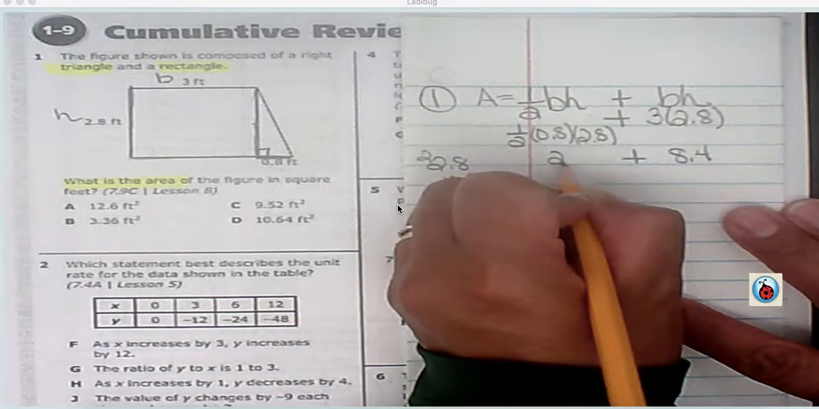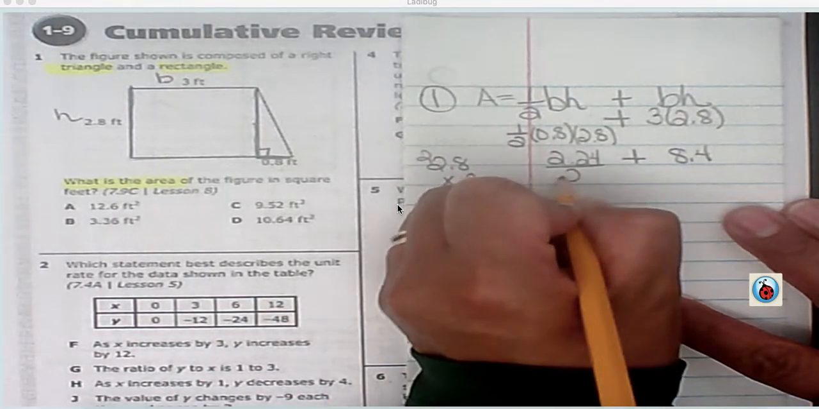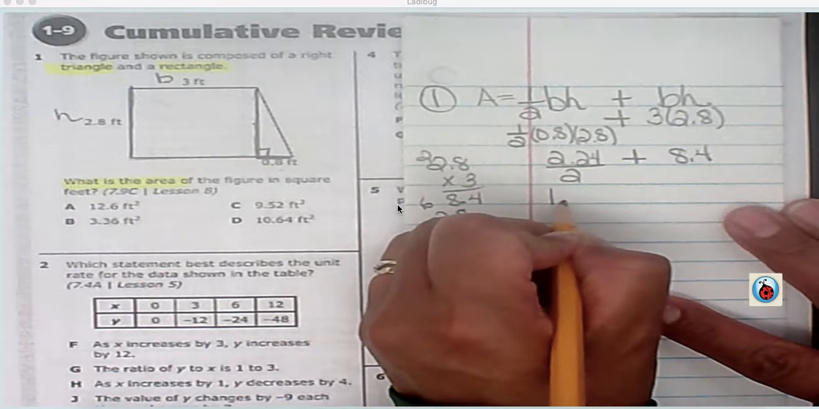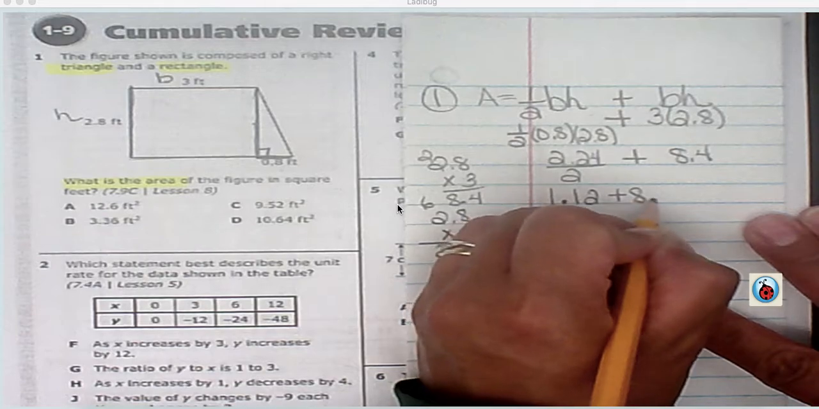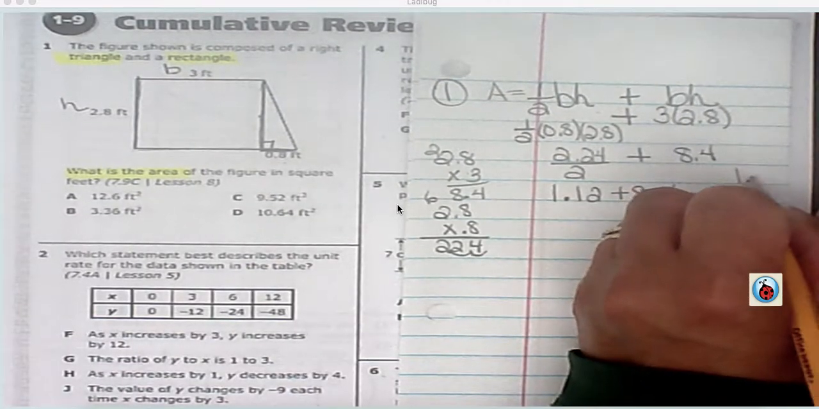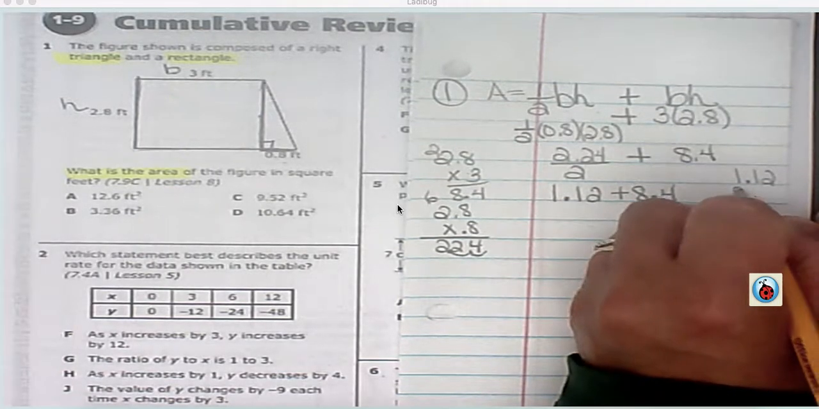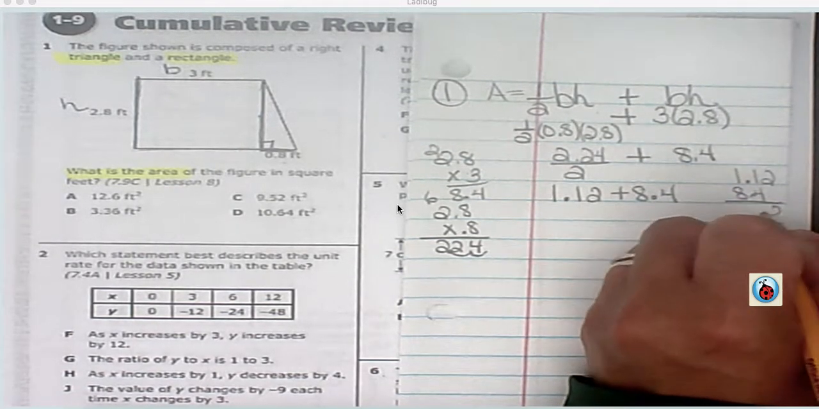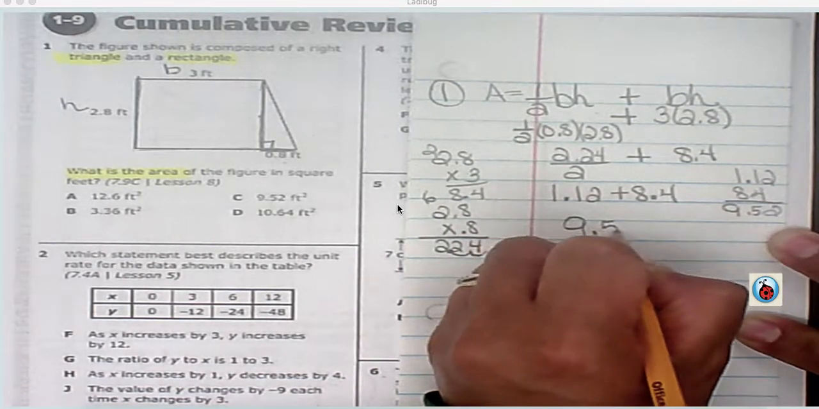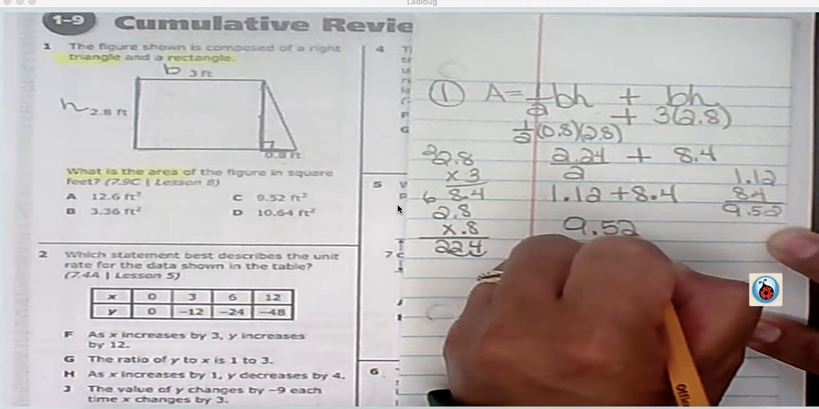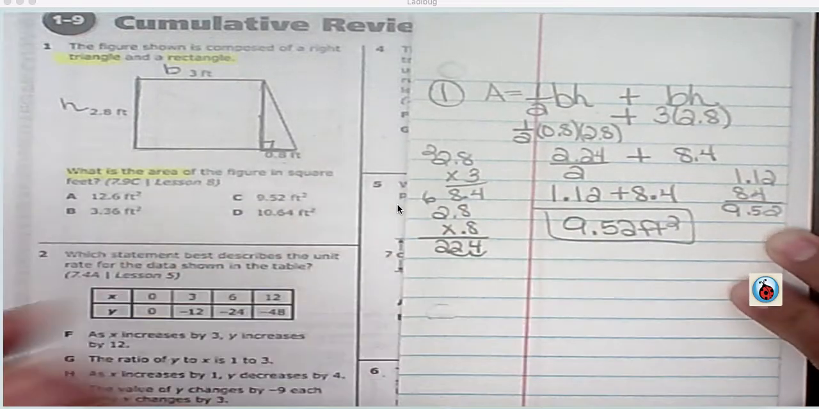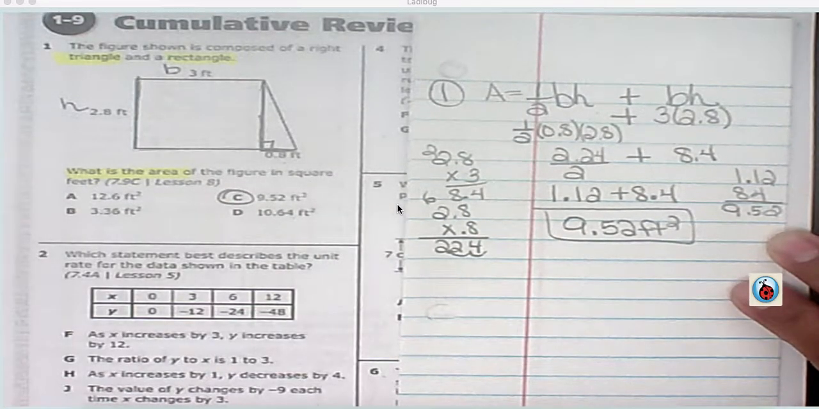But remember that we are dividing it by 2 because it's a triangle. So 2.24 divided by 2, that becomes 1.12 plus 8.4. Line up your decimal. And that gives us the 9.52. So the area of the two shapes composed is 9.52 feet squared. C.